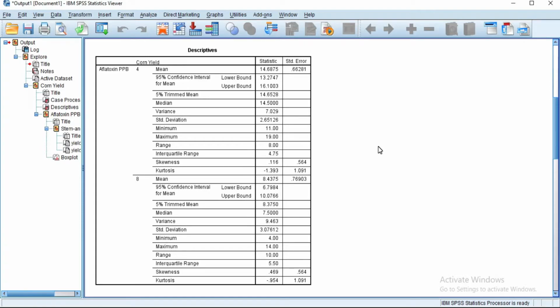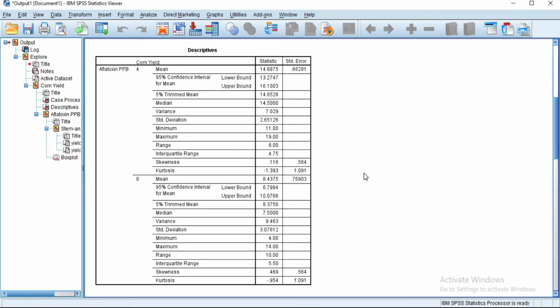And there are two types of skew: the positive skew and the negative skew. Positive skew means a longer tail to the right-hand side, and the negative sign indicates the negative skew, meaning the longer tail to the left-hand side. So you see here, our skewness statistic is 0.116. 0.116 is positive, so you can say here our data is a positive skew.